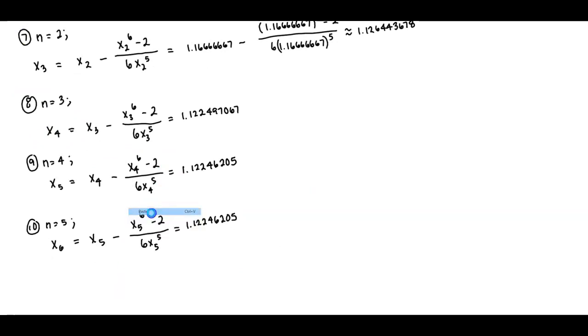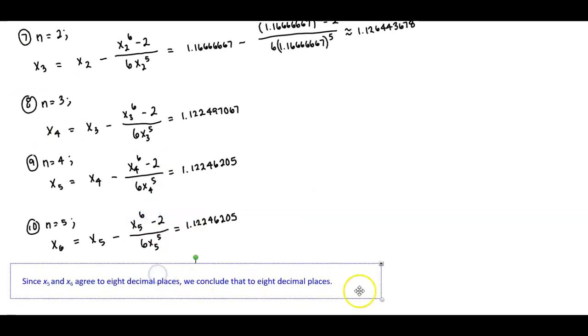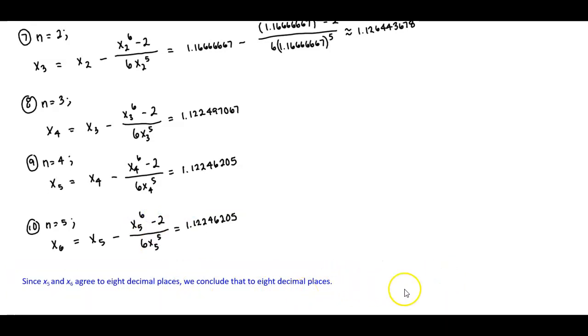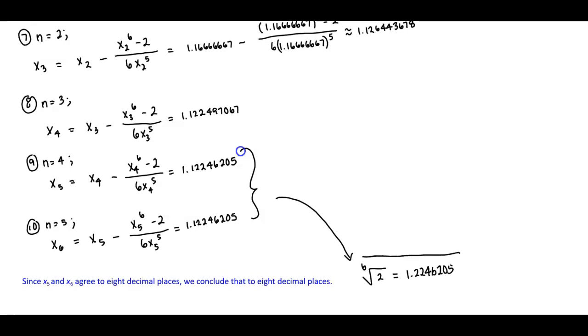Well, as you can see here, since x5 and x6 agree to 8 decimal places, we conclude that the approximation to 8 decimal places of the 6th root of 2 is now going to equal 1.12246205, and therefore that is our result.